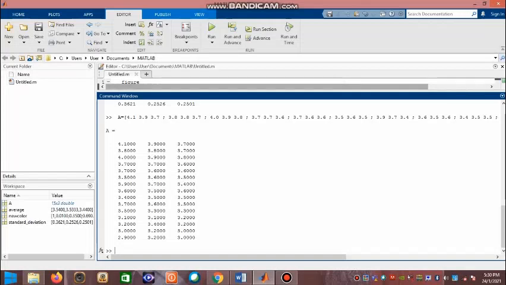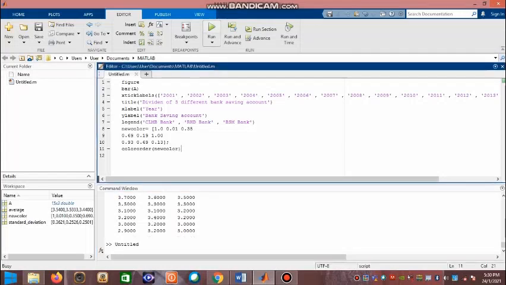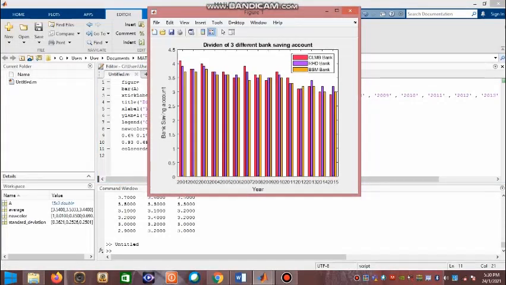Then we can plot the graph by inputting the axes of the graph. If we run the simulation, we can get the graph of the dividend of three different banks and accounts for the past years, from 2001 until 2006.